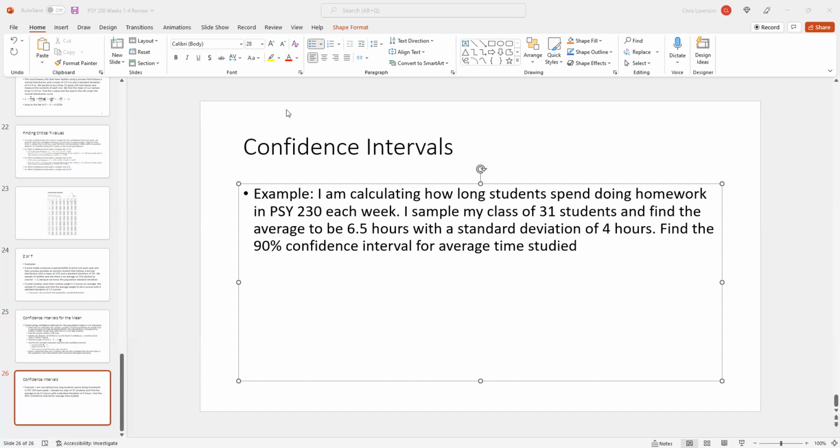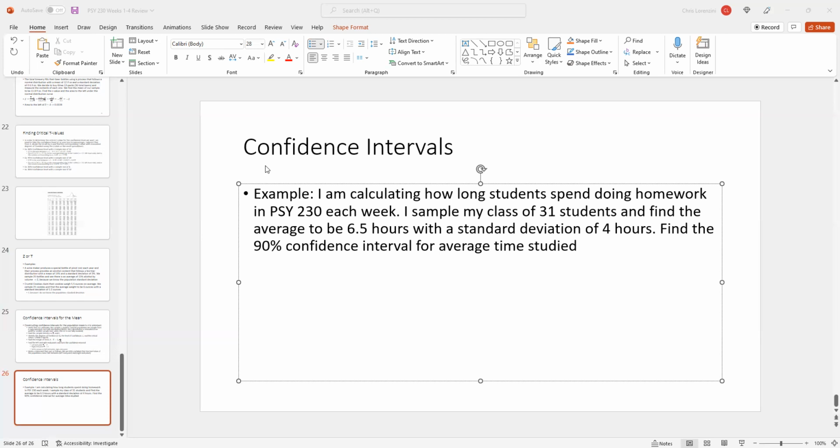Okay, so the real key indicator between should we use Z or T is we should determine whether or not I know the population standard deviation or not. So do I know the population standard deviation or not?